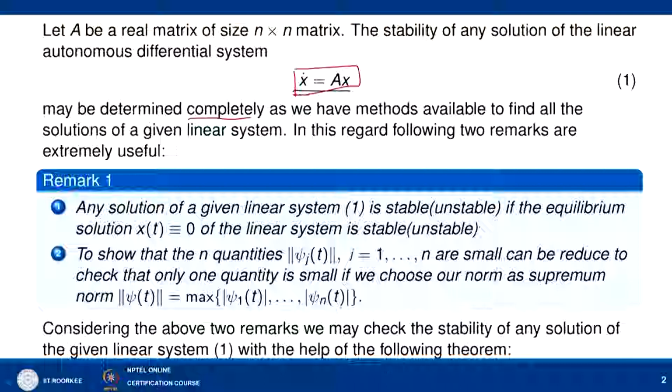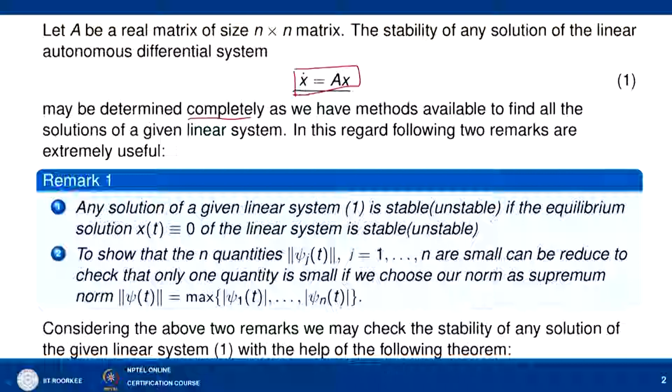Now the second remark is that since here we have to calculate n quantities, because we are talking about phi(t) minus psi(t) being near, we are assuming that phi(t) and psi(t) are column vector functions of size n cross 1.